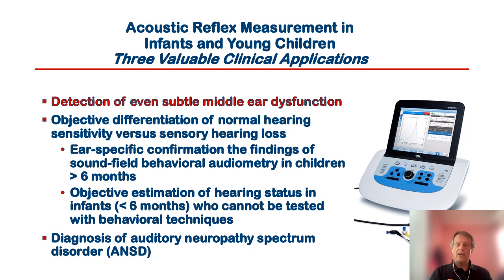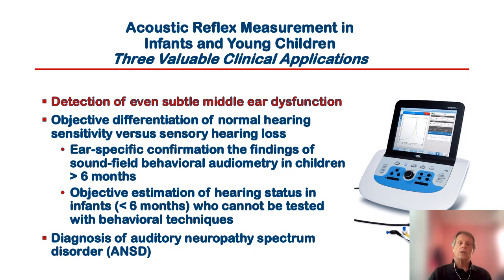We can also, as I mentioned in my earlier lecture, with acoustic reflexes for broadband noise stimulus, sort out children who have probably normal cochlear function from children who have a sensory hearing loss. We can objectively estimate hearing status, at least differentiating normal from abnormal. And that's very valuable in determining which children need an auditory brainstem response, and perhaps even which children need to have an auditory brainstem response while they're under general anesthesia.